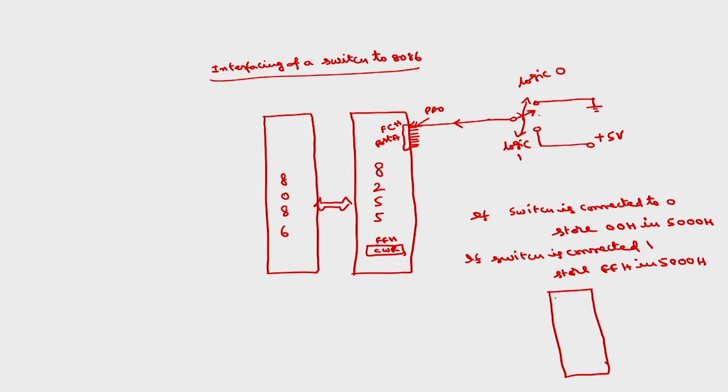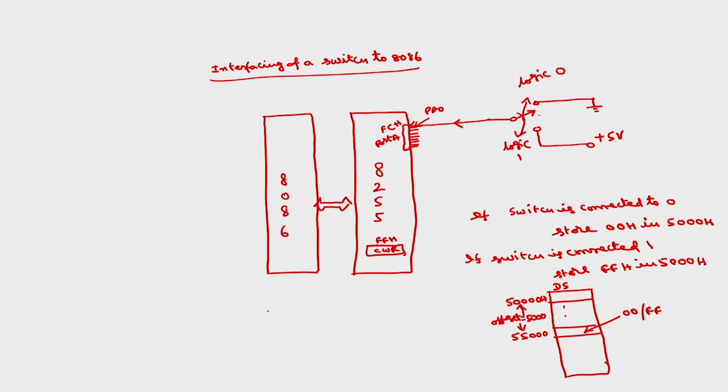This is the data segment, say 50,000H is the starting address. The offset of 5000 will make this 55,000. Here I want to store either 00 or FF, depending upon whether the switch is connected to logic 0 or logic 1. So, what will be the program for this now?